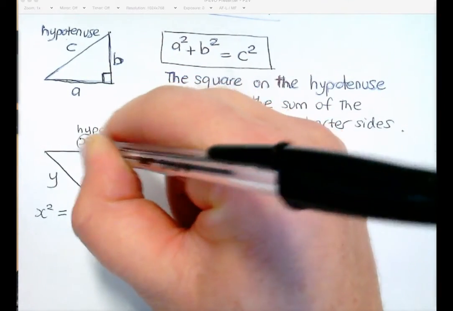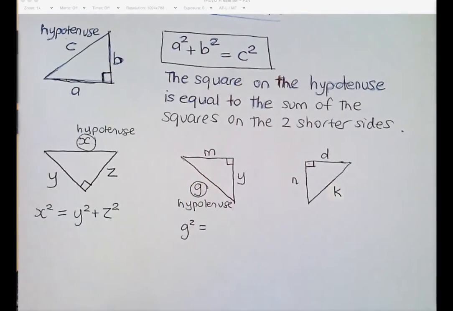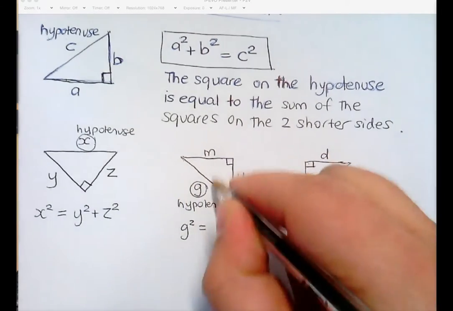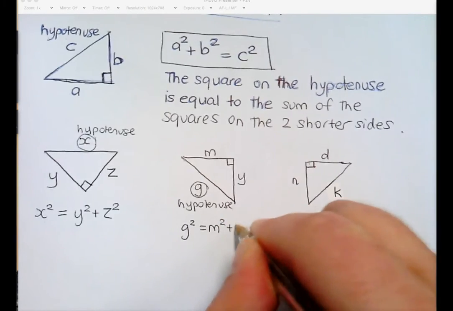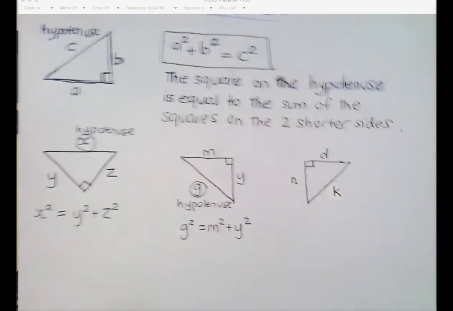You know what I used to do? I used to circle the longest. Can you circle the longest? So that's M squared plus Y squared. Do you see it? So girls, this is what I want you to do from now on. I want you to circle the longest side.